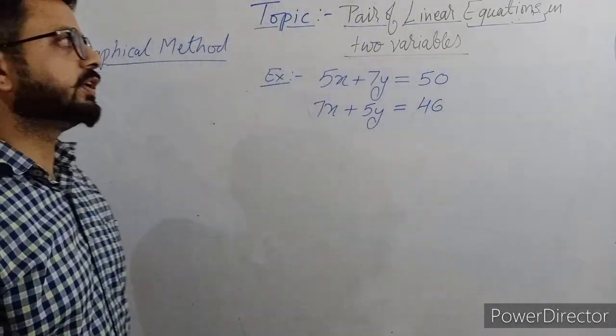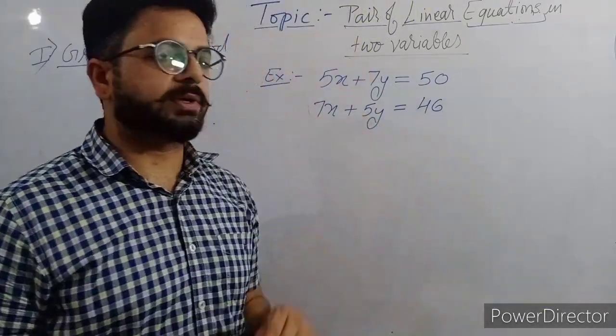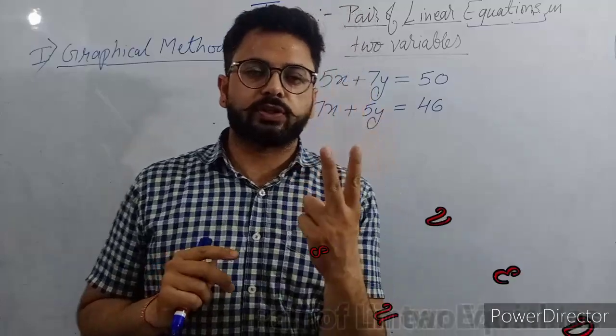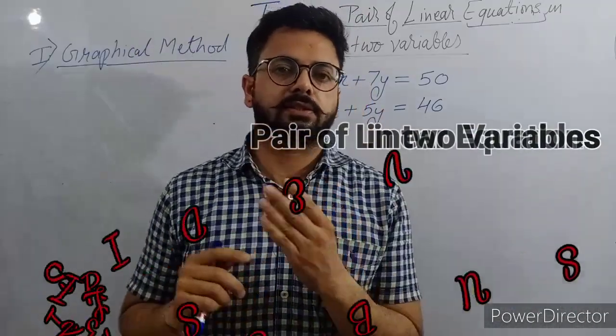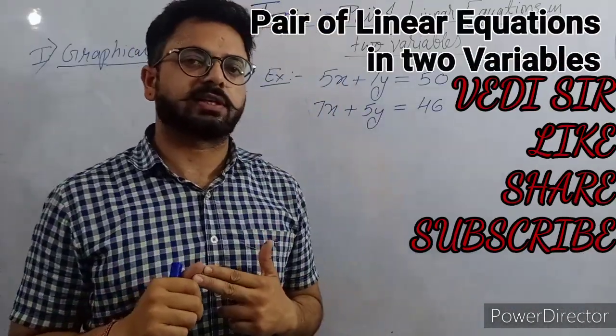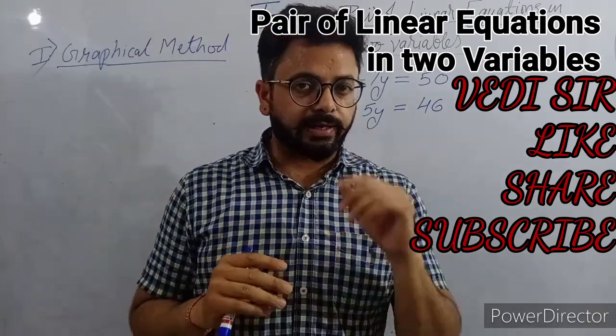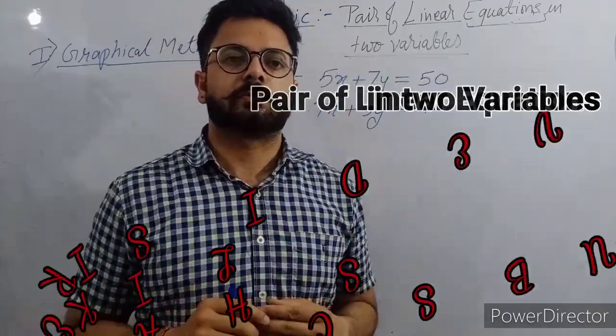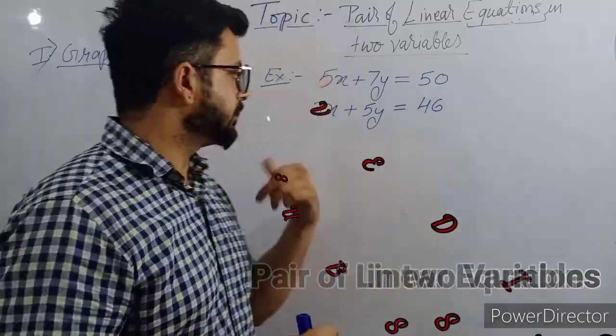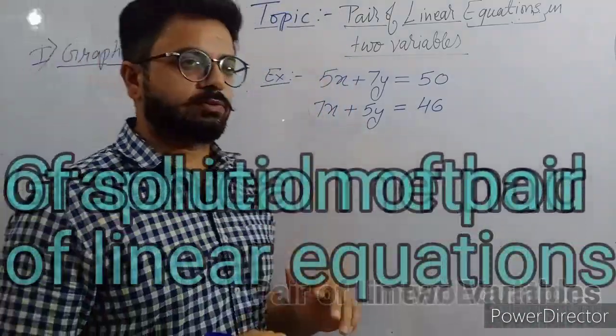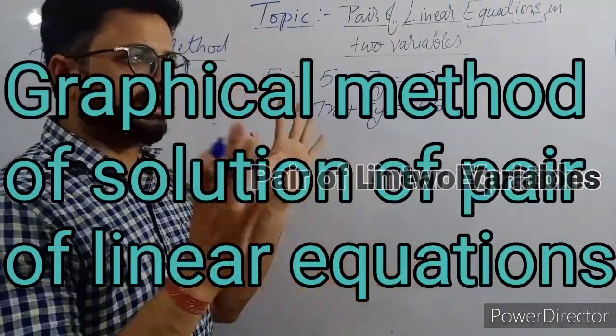In the solution of linear equations in two variables, we will deal with two methods. First is the graphical method and second is the algebraic method. In algebraic also, three types of methods are there. We will discuss them afterwards. But first, the graphical method. What is the graphical method? All of you know about the graph.